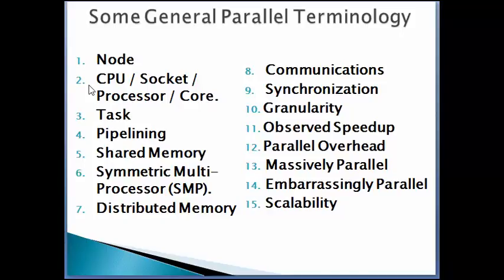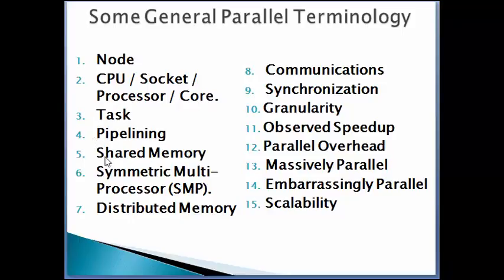Wonder why? Task. A logically discrete section of computational work. A task is typically a program or program-like set of instructions that is executed by a processor. A parallel program consists of multiple tasks running on multiple processors. Pipelining. Breaking a task into steps performed by different processor units, with input streaming through, much like an assembly line, a type of parallel computing.